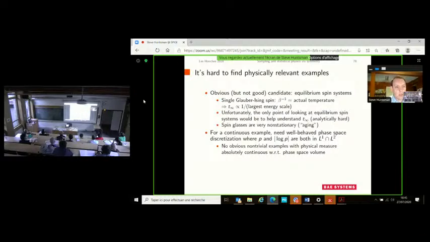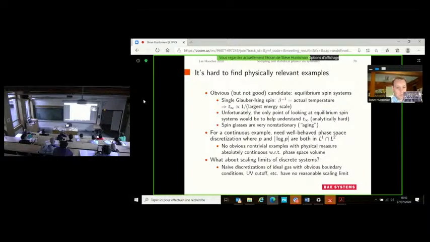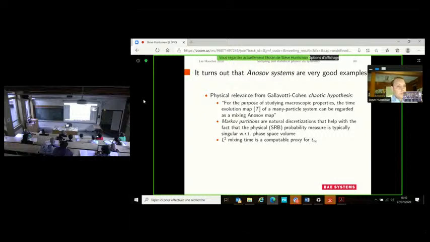You try to discretize a can of gas, it doesn't really work well because you get UV problems. So, like I said right here, there are problems with UV if you scale a gas. So it turns out that Anosov systems actually do fit the bill. And the physical relevance of these things comes from the chaotic hypothesis of Gallavotti and Cohen. The gist of it is that you've got some time evolution map T. That's what's used in the literature, so let's not think of that as temperature. That's just the time evolution map.